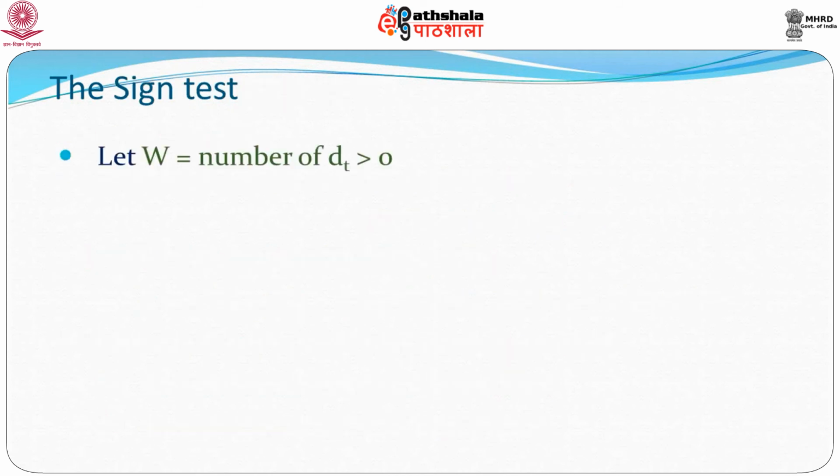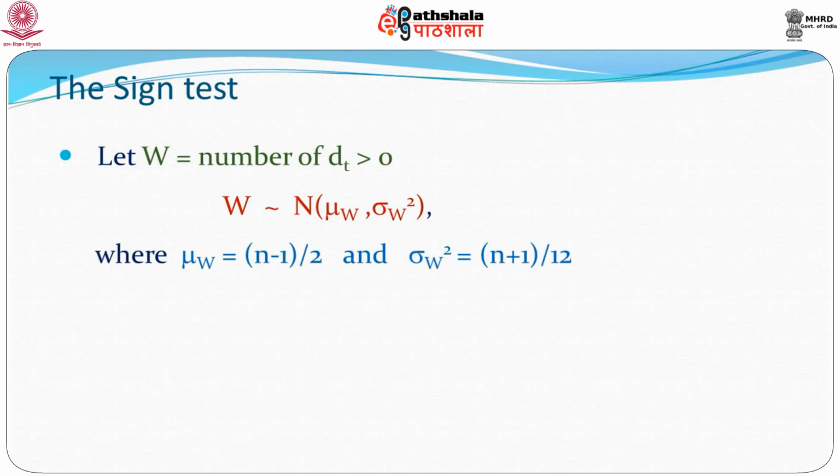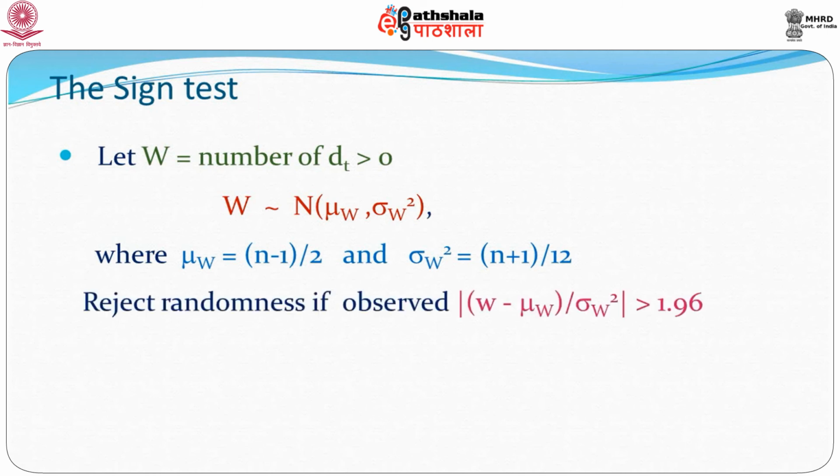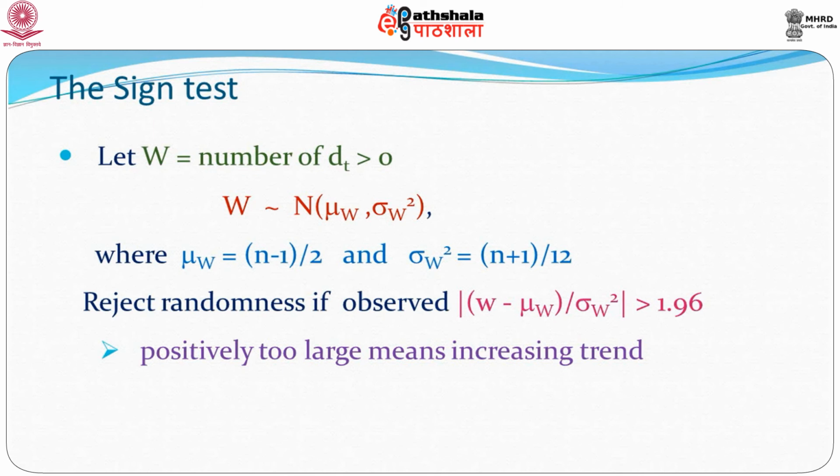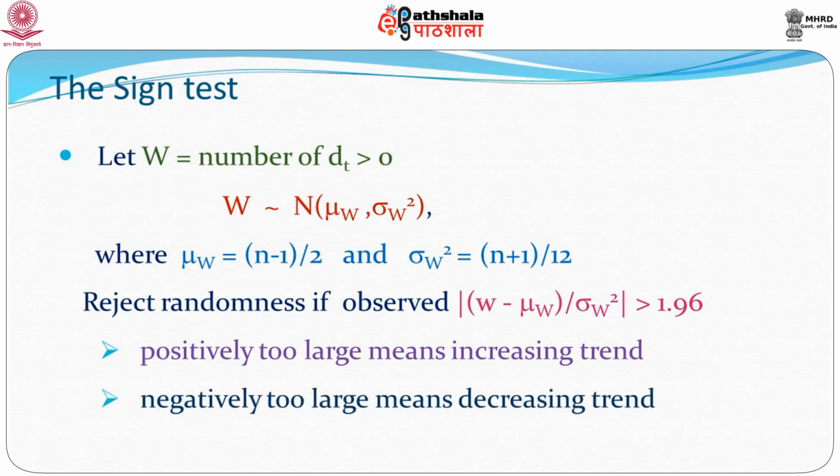Another test is the sign test, where we let w be the number of dt's which are positive. So, this is the sign of the difference, and we can show that w is again normal with mean n minus 1 by 2 and variance n plus 1 by 12. And again, if w minus mu w by sigma w is absolutely greater than 1.96, we will say that we do not have randomness. Positively too large means increasing trend, negatively too large means decreasing trend.